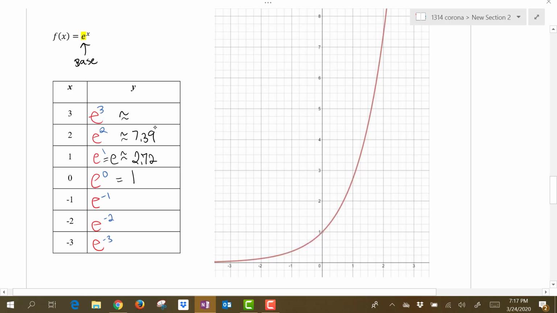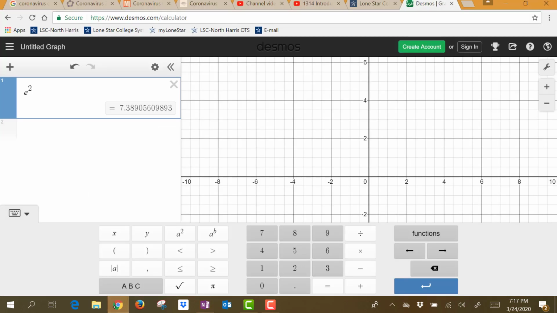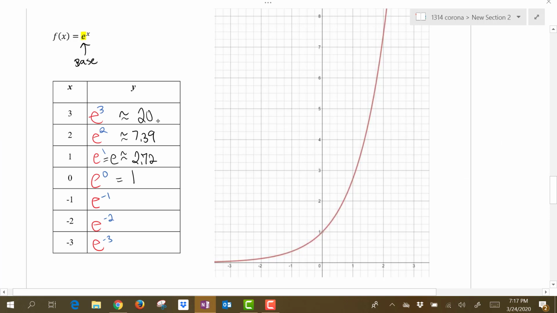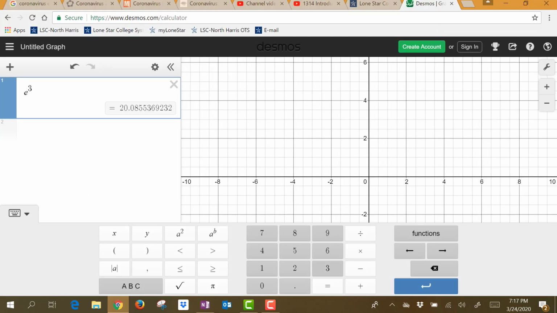Now let's go e to the power of 3. I'm just going to change that exponent to be 3. That gives me about 20.09. So, pretty good approximation there. Now we have some negative exponents, so let's put those in our calculator.